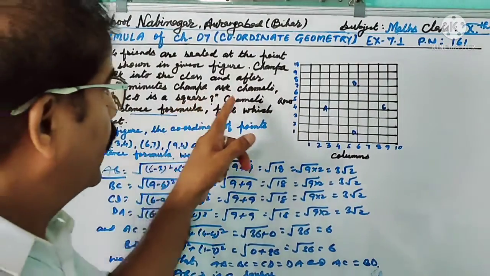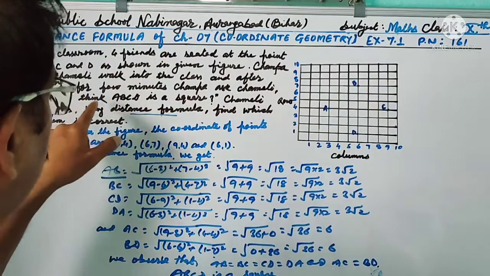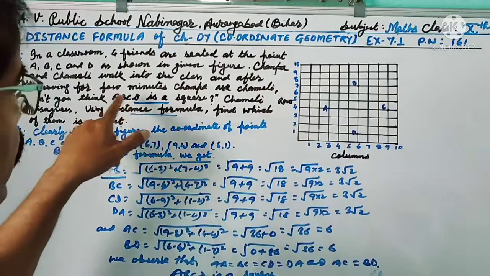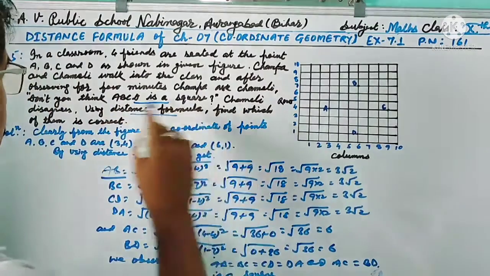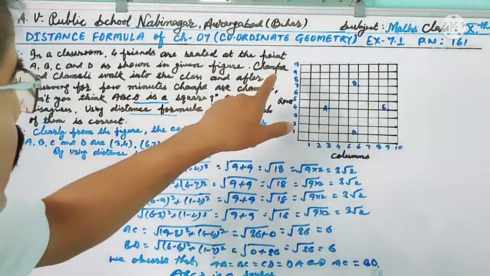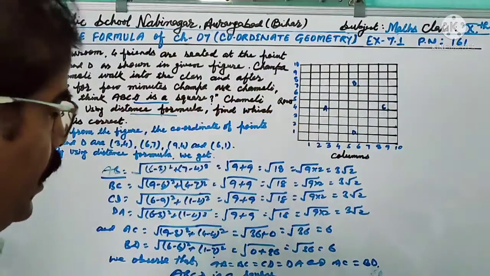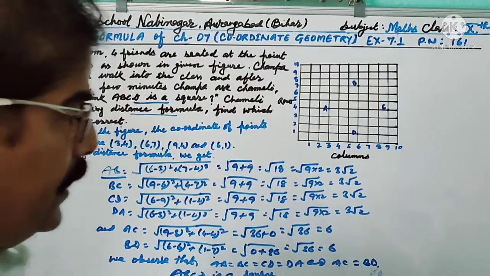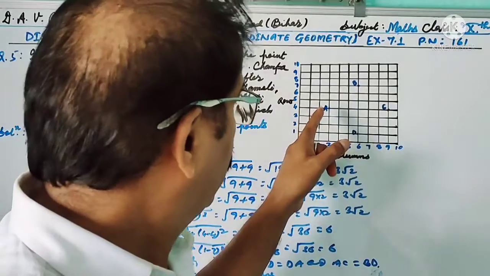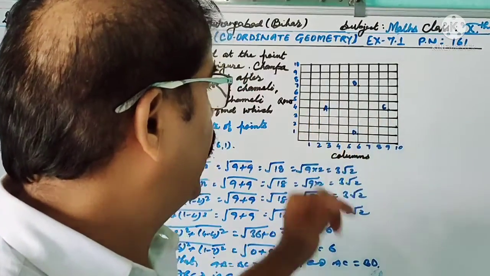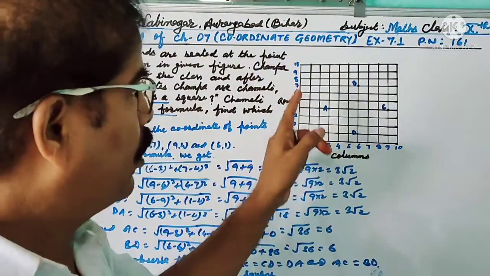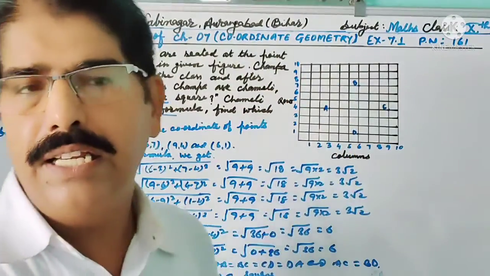So your question: don't you think ABCD is a square? Yes, ABCD is a square. Chameli disagreed, so Champa is correct. ABCD is a square. Is it clear? First you find, using the distance formula, AB, BC, CD and DA and also the diagonals. If all sides are equal and also the diagonals are equal, then ABCD is a square.